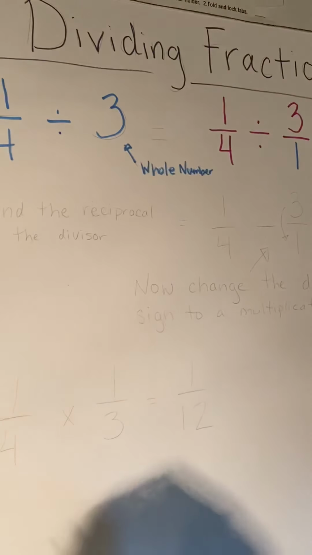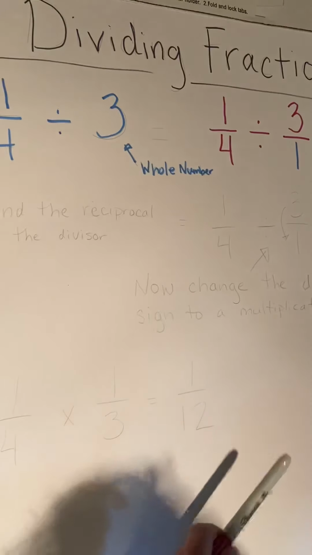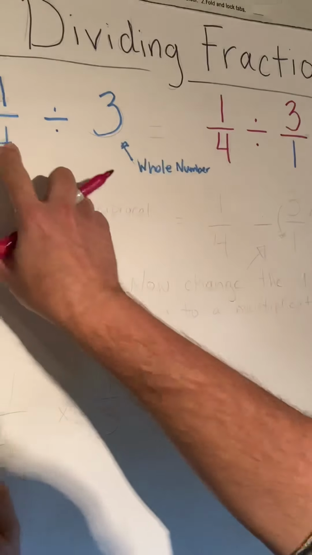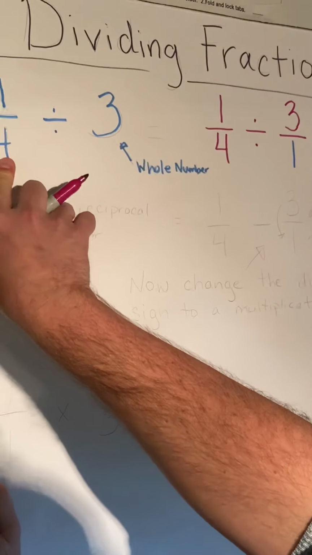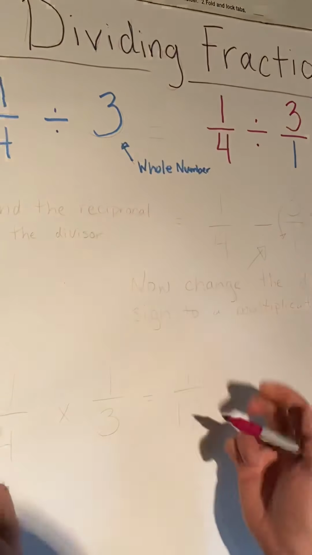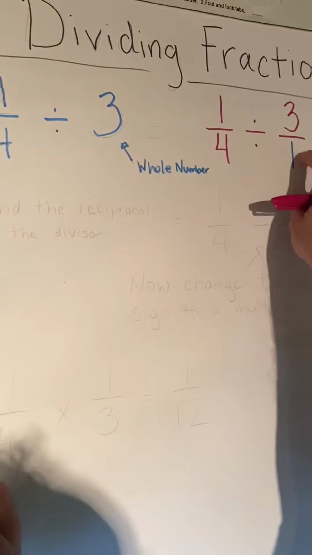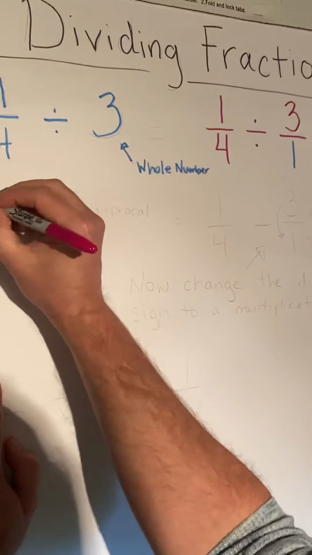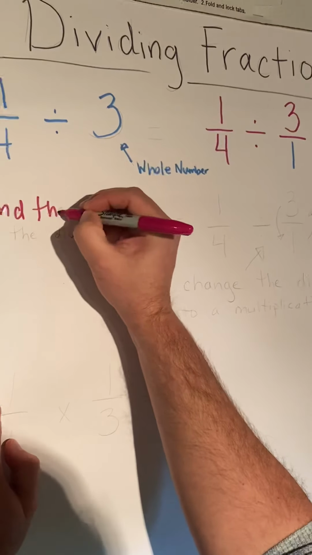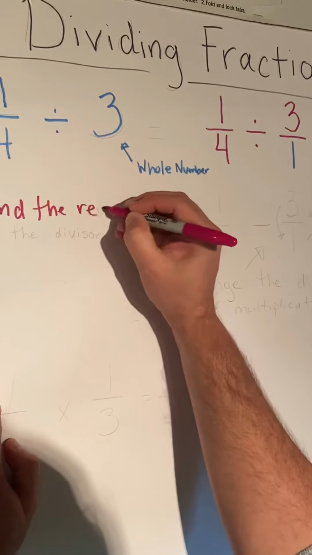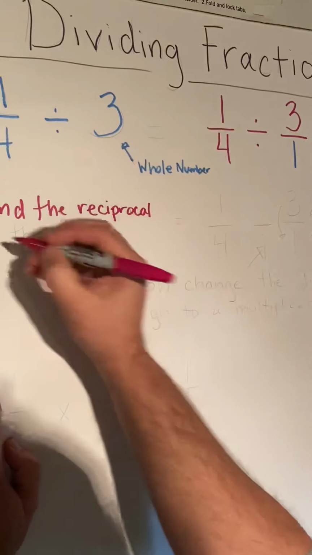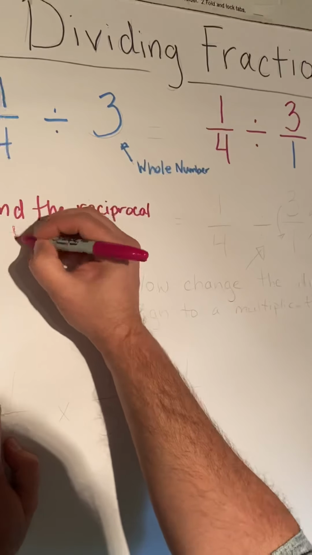All right, so once you've done that, the next step is to find the reciprocal of the divisor. In this case, 1/4 is being divided, so it's our dividend, and 3 is doing the dividing, so this is our divisor. But we need to find the reciprocal of our divisor. So I'm going to fill this in right here. Find the reciprocal. And you're like, what is a reciprocal? A reciprocal is like the opposite of.